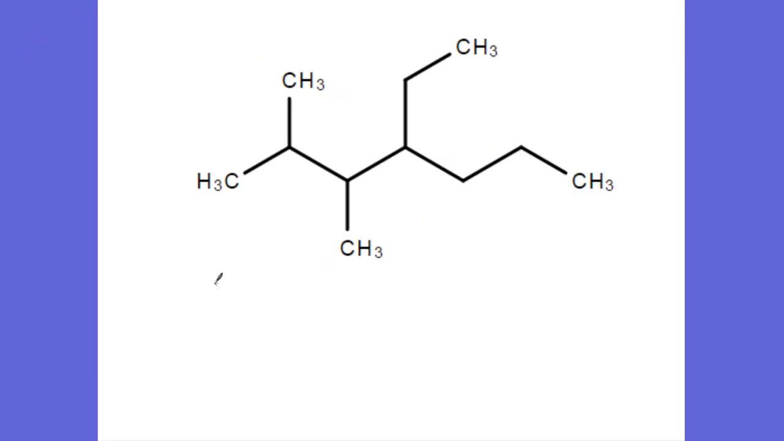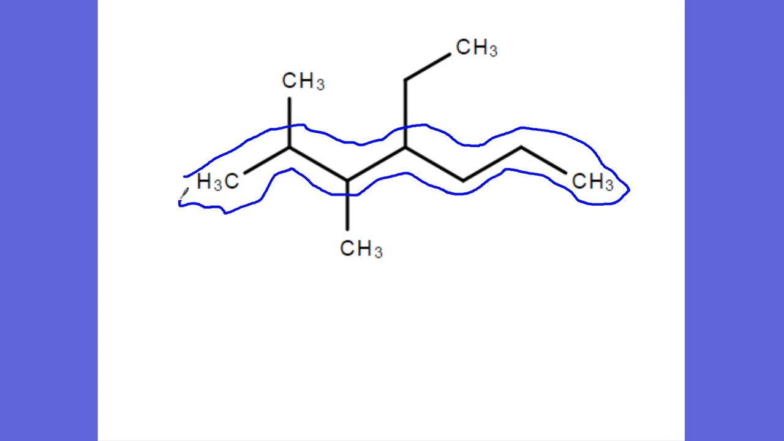I have to take a look at my parent chain. Let's see, 1, 2, 3, 4, 5, 6, 7. 1, 2, 3, 4, 5, 6. So I'm going to circle my longest chain here. Here's my longest chain. I have 1, 2, 3, 4, 5, 6, 7. That's heptane again. And what do you know? It's very similar to the last one. I'm going to number my carbons, 1, 2, 3, 4, 5, 6, 7.